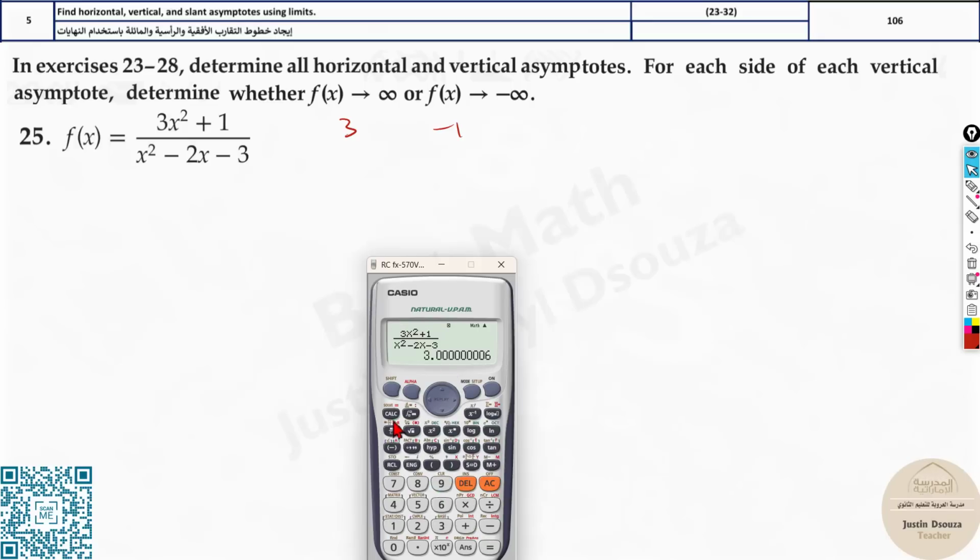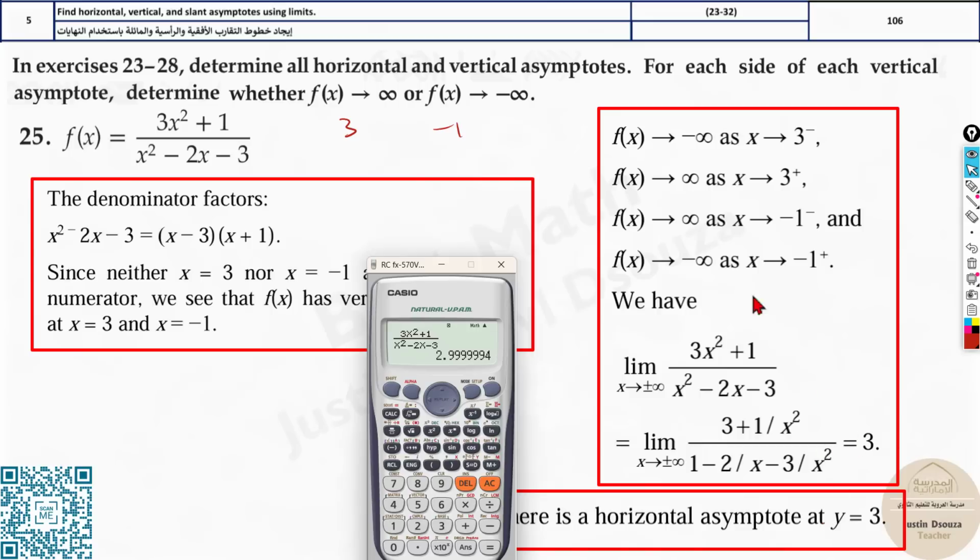it's at 3, and calculated at minus infinity as well, it's at 3. So you can see here the y value is 3. We got 3, right? Both the cases. So that's the thing. And what about the vertical asymptotes? It's 3 and minus 1, both exist because there is no problem with the numerator.